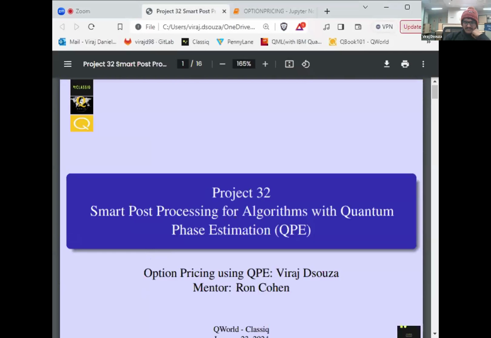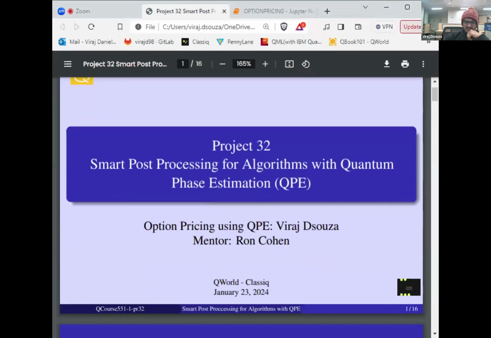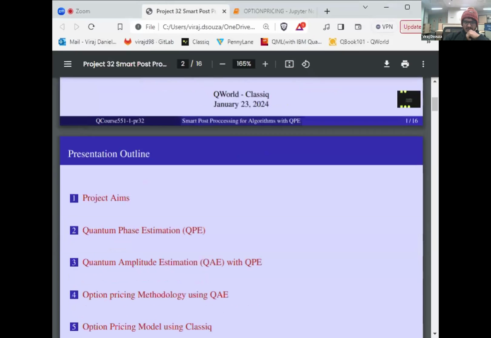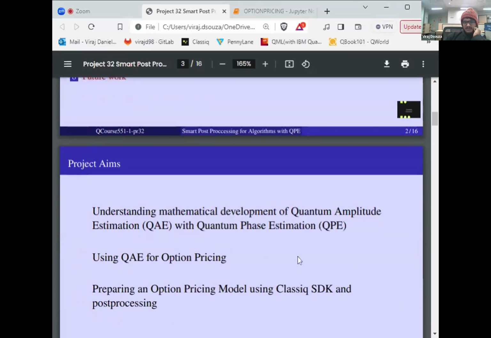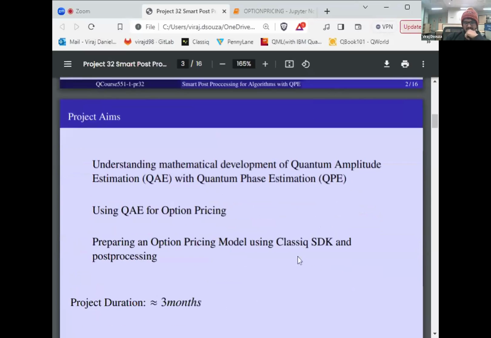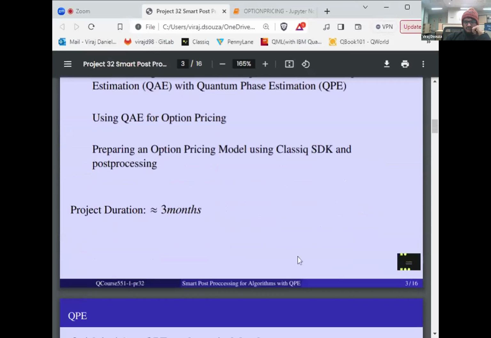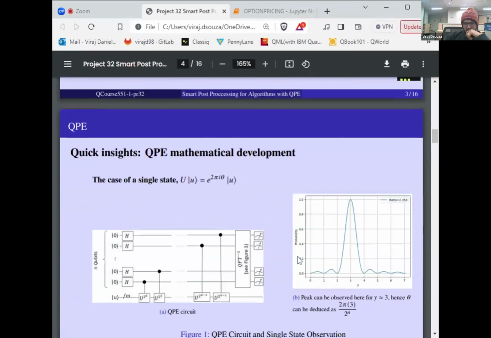So it's my pleasure to present to you the applications part of Project 32, where I've been working on option pricing, a finance application of the quantum amplitude estimation algorithm with Classiq SDK. These are the broad project aims that I worked on during the course of three odd months. It started off with the complete mathematical development of QPE and also QAE algorithms, and then using these for option pricing. I've also been trying to build an option pricing tutorial using Classiq SDK.